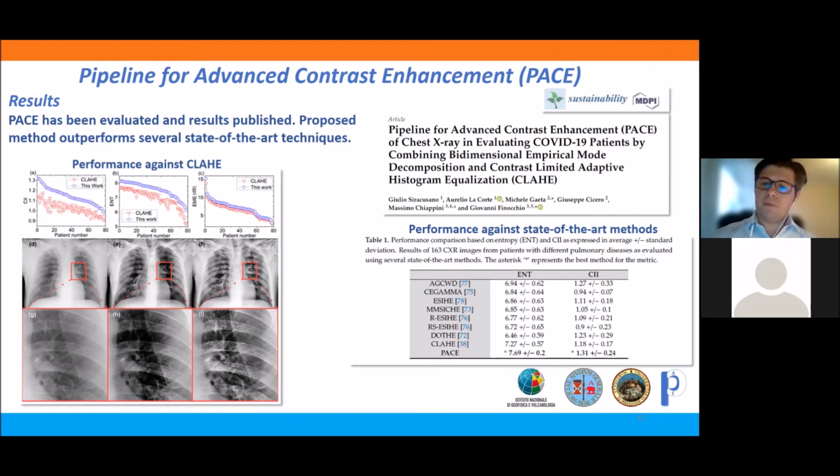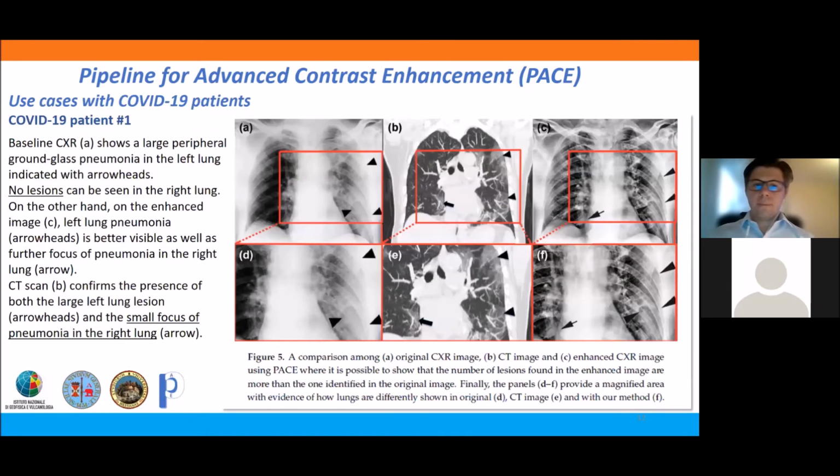Last but not least, we have performed a more extensive study using 163 different chest X-ray images from patients affected by different pulmonary diseases, not just COVID-19. And we evaluated the result using entropy and contrast improvement index against other state-of-the-art methodologies. And even in this case, PACE has been demonstrated to provide better results and better contrast. So moving on, I want to show you right now different examples of actual use cases by focusing, for example, in this case, on COVID-19 patients.